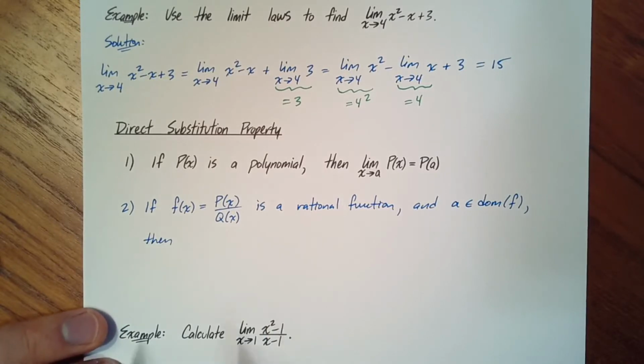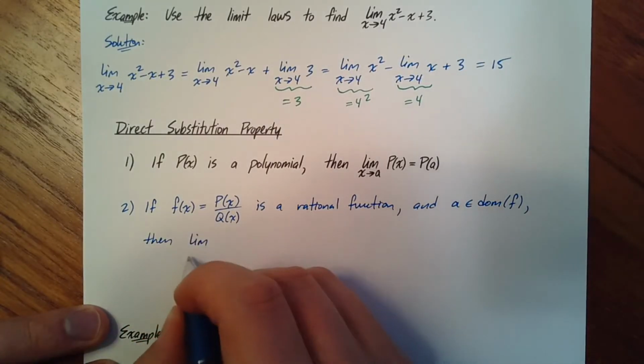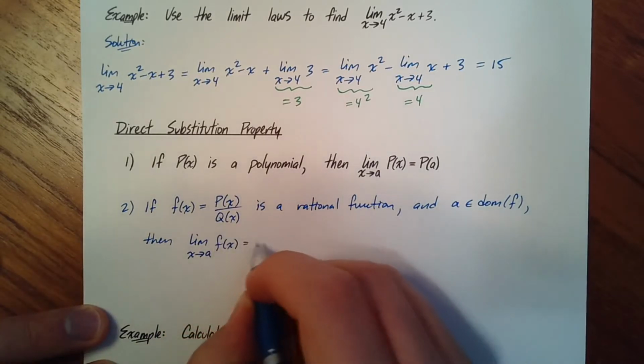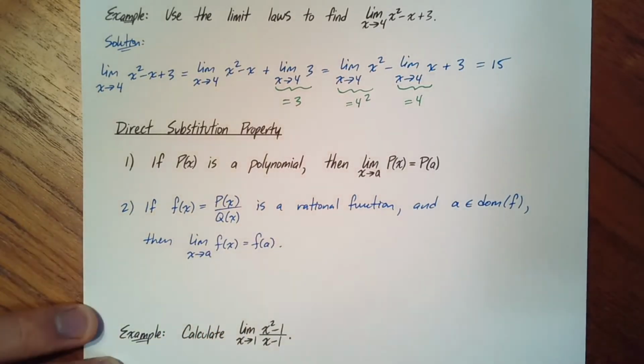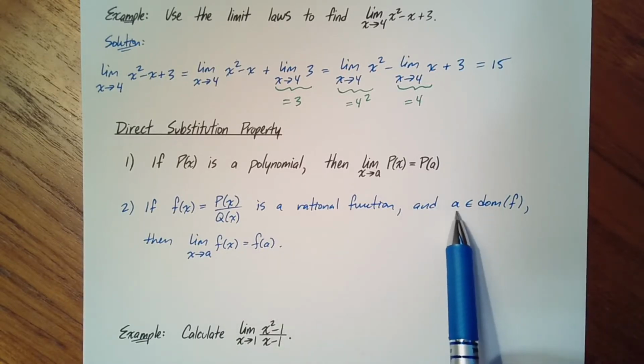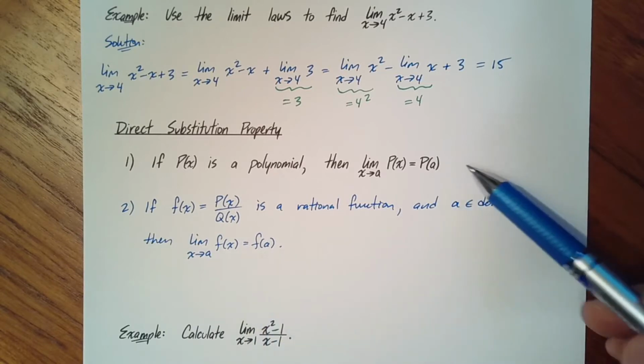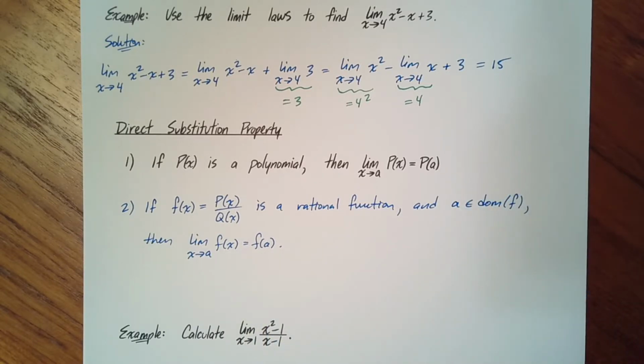So really I'll write it down first. We have the limit as x approaches a of f of x is equal to f of a. So it turns out that rational functions also have the direct substitution property, at least at the points that are in their domain, right? This would not hold if a is not in the domain of f, because how could you work this out, right? We never had to mention that for polynomials because polynomials are always defined on the entire real line.